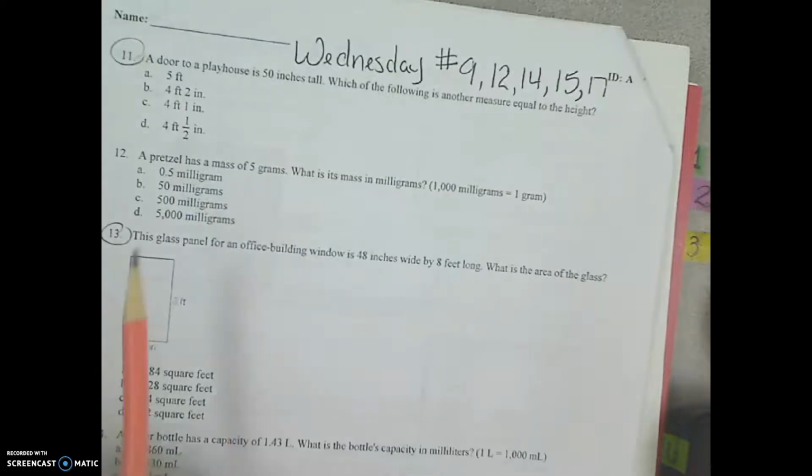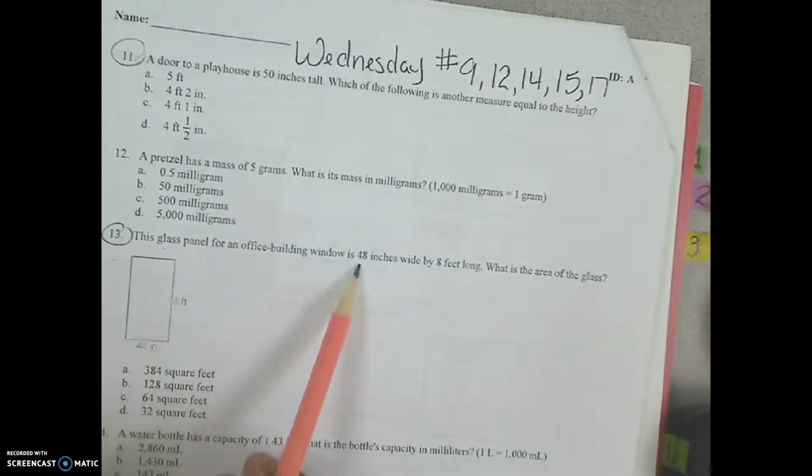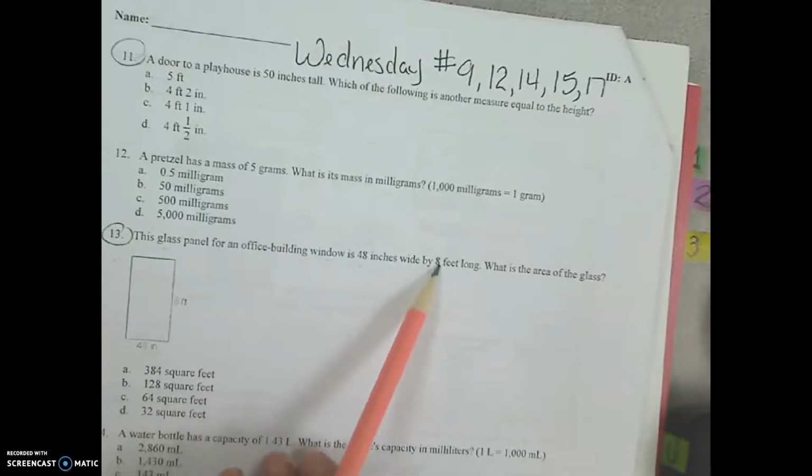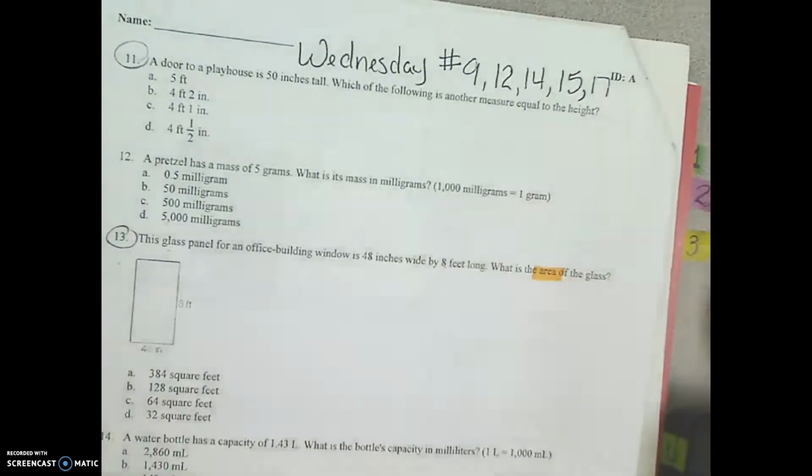All right, we're going to work on number 13. This glass panel for an office building window is 48 inches wide by 8 feet long. What is the area of the glass? Notice they said the word area, right? So I'm going to immediately write down my formula for area.